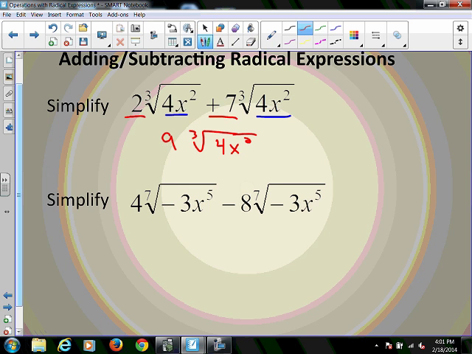Let's look at this next one. We look at our indexes. They're the same. We look at our radicand. They're the same. So we're going to do 4 minus 8, negative 4. Index stays the same. Radicand stays the same.